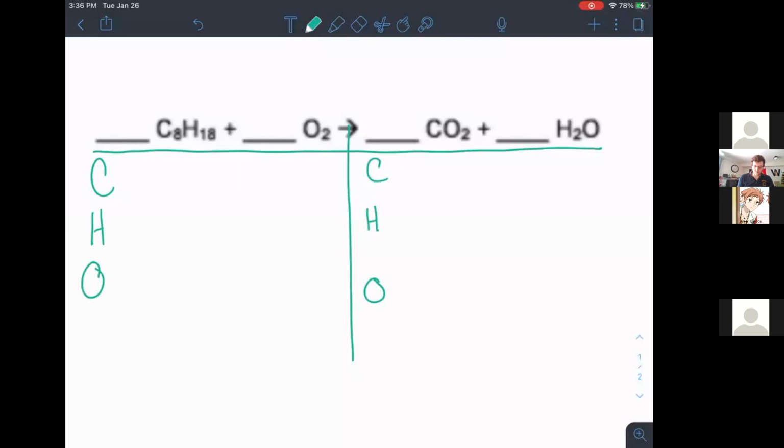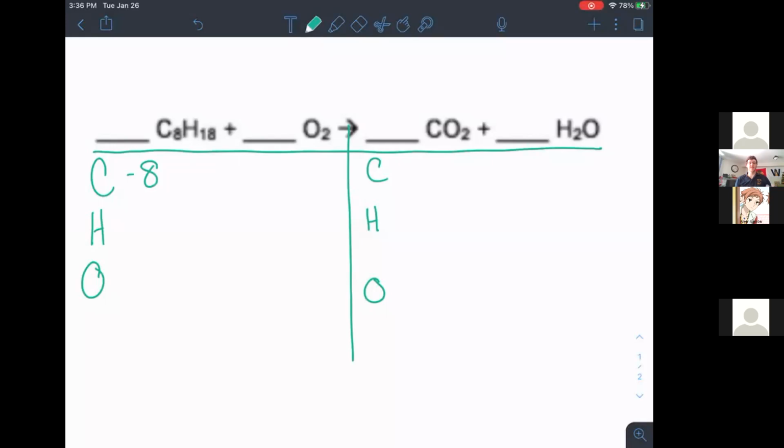One. We only have one? Sorry, I was looking at the other one. You're good. 8, 8, perfect. How many hydrogens on the reactant side? Oh, did I say products the first time? You were probably right. Ignore me.